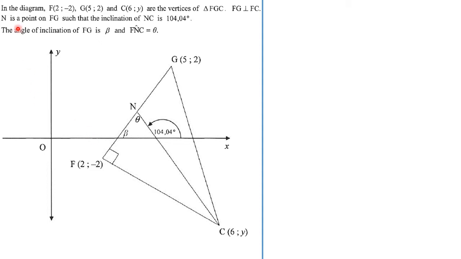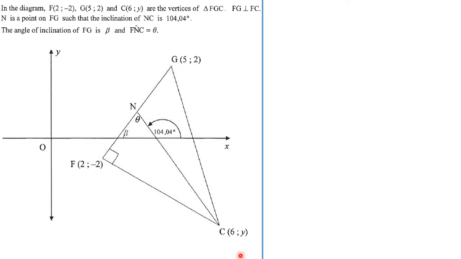It says, in the diagram, F has coordinates (2, -2), G has coordinates (5, 2), and C has coordinates (6, y). These are vertices of triangle FGC. You see this triangle FGC, which is valid. You are also given that FG is perpendicular to FC, and that is how right-angled triangles are formulated. Okay, the right angle.